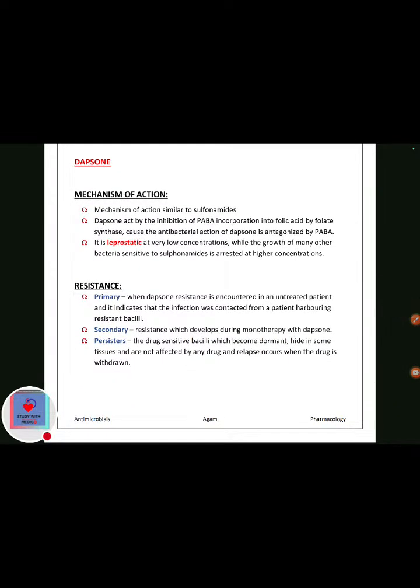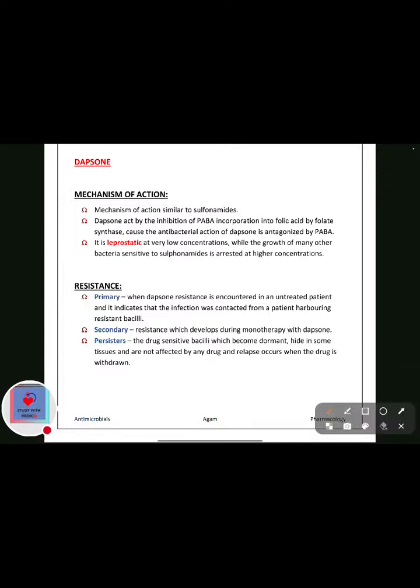Let's talk about dapsone. Dapsone is an important drug. The mechanism of action of dapsone is similar to the sulfonamides.